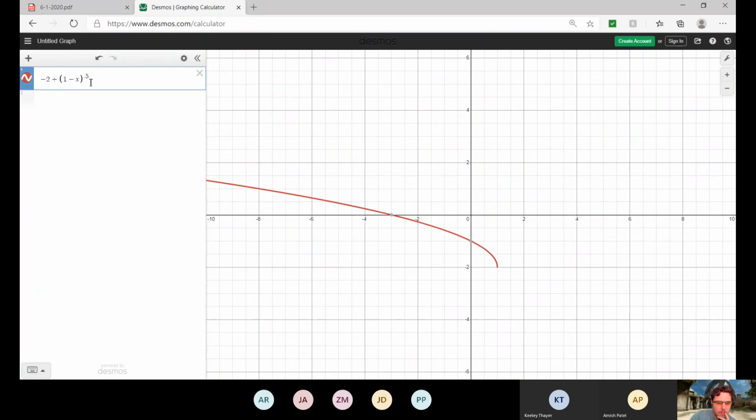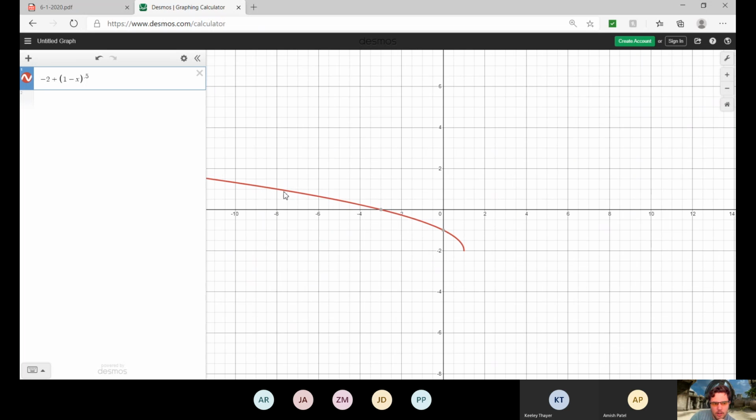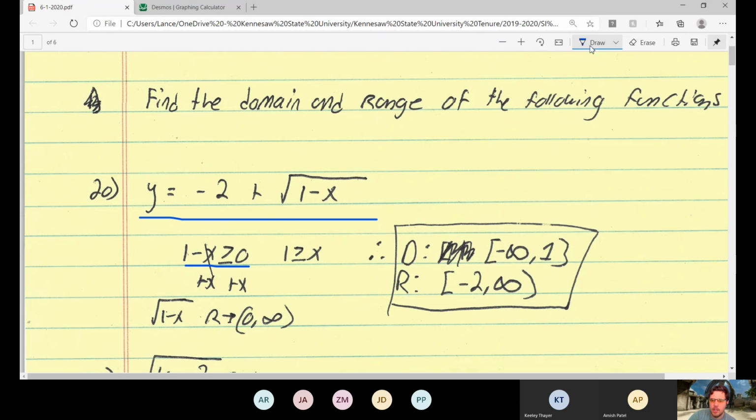See, since it's 1 minus x, it'll shove up and to the left, all the way up into infinity. And if you didn't have this -2 here, it would start right here. So if you're just dealing with this function, the range is from 0 to infinity. We're talking about the range here. But since you have the -2, it shifts the whole thing down. So your range ends up being -2 to infinity.